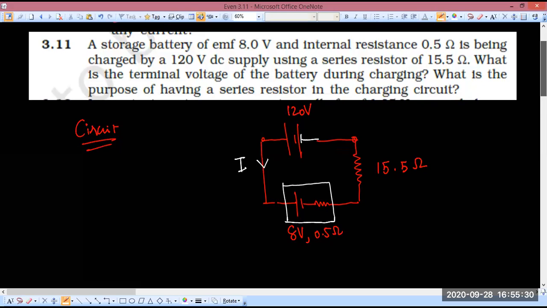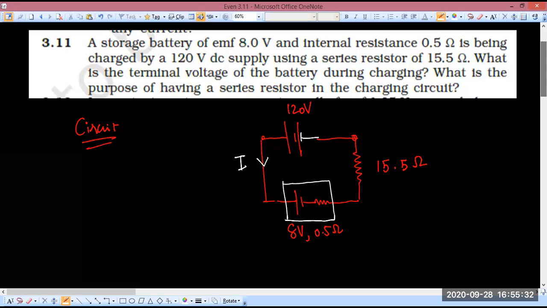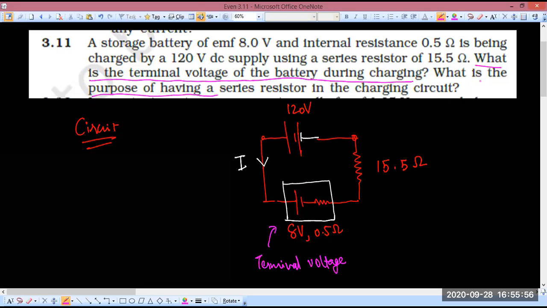Okay. So the question is, what is the terminal voltage of the battery during charging? So we have to find what's the terminal voltage of this one.